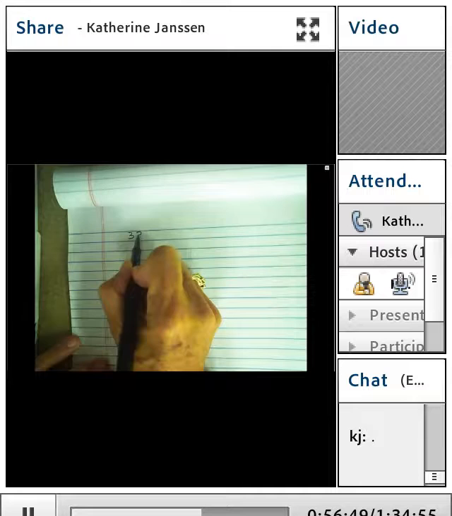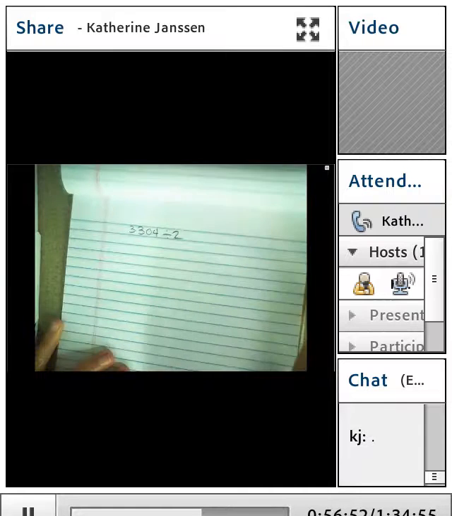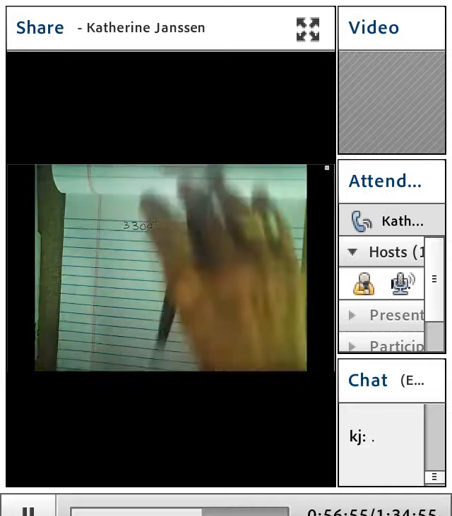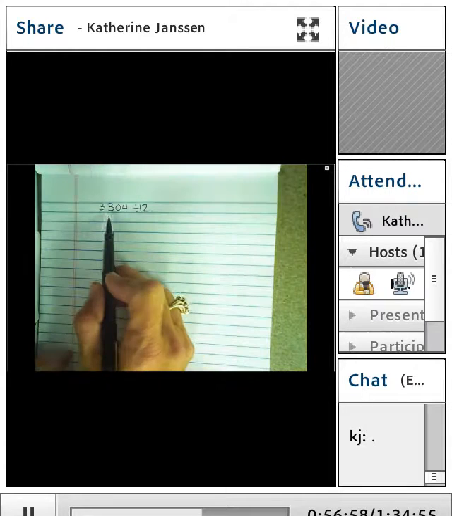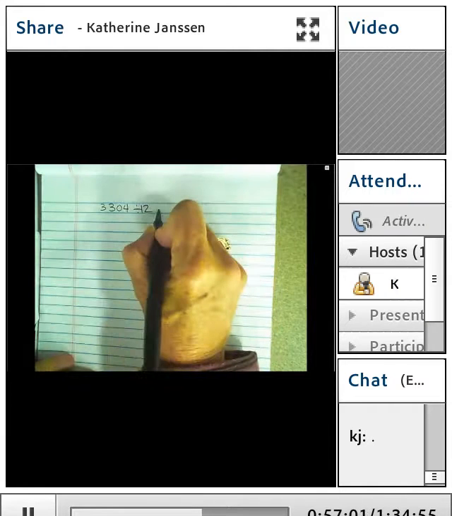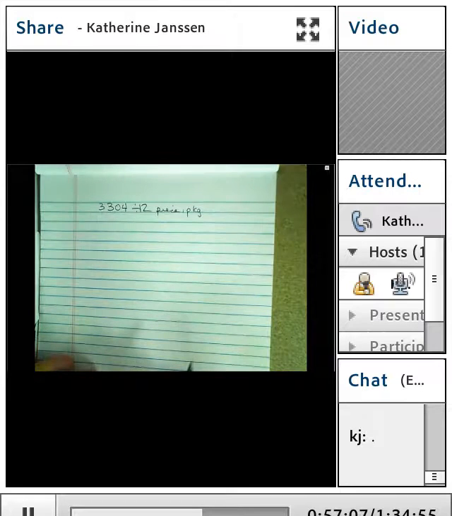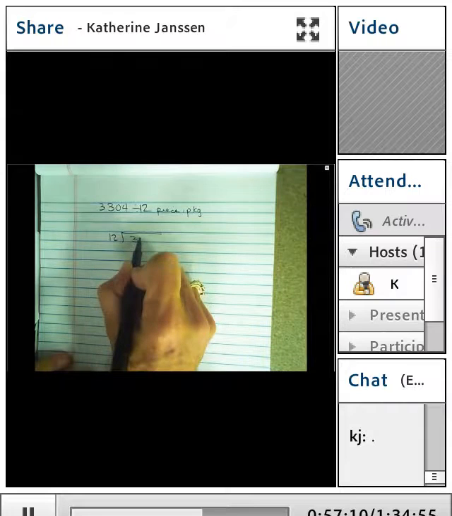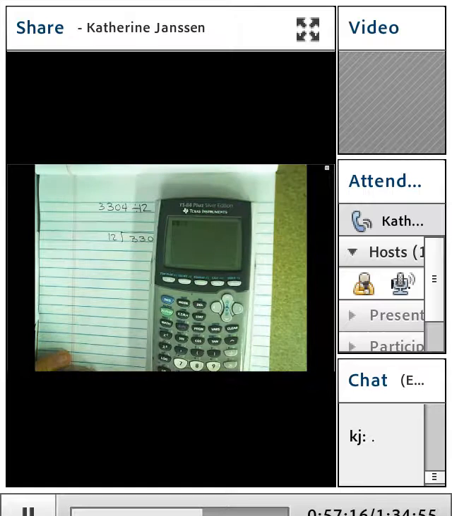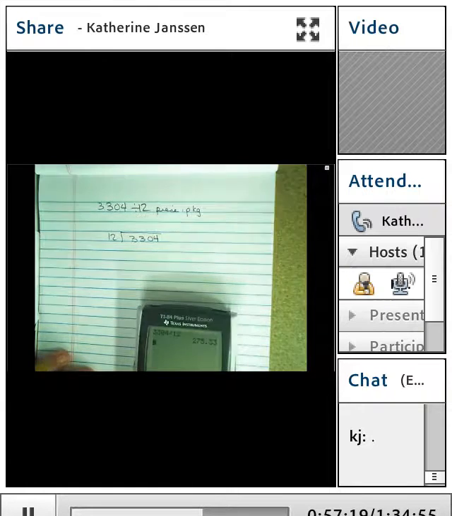3,304, and we're going to divide by 12, because we want to place these total pieces into 12 piece packages. So 12 goes into 3,304 how many times? Well, I'm going to get out my calculator. 3,304 divided by 12, and I get 275 plus a little bit, 0.33. I know there's a remainder. It does not go in 3,304 evenly. But I do know the whole number, 275.